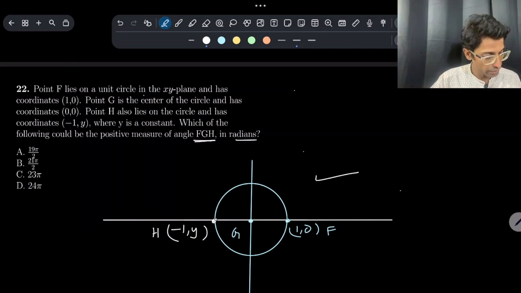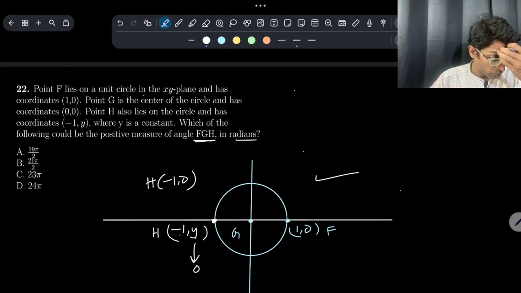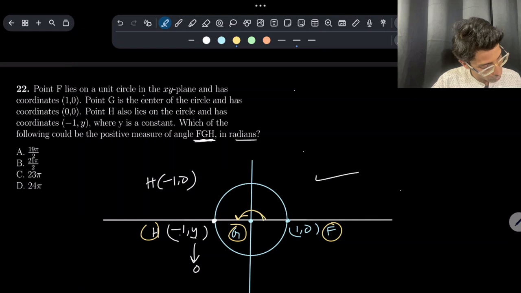If the x coordinate is -1 for a unit circle whose center is at 0, 0, the origin, then point H has to be this exact point. So y is automatically 0 because it is lying on the x-axis. So point H is -1, 0. Which of the following could be the positive measure of the angle FGH? So he is asking you to measure this angle. F is sitting here, G is here, H is here. So FGH is this.